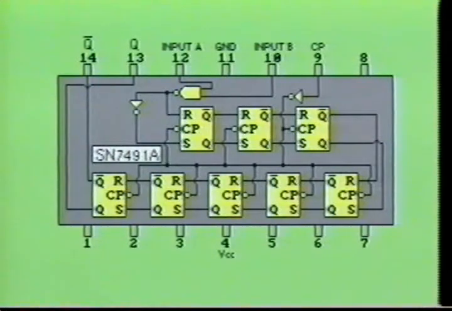Here we see the SN7491A, which is a serial in, serial out 8-bit shift register utilizing transistor logic circuits. This IC contains 8 RS master-slave flip-flops with input gating and a common clock driver. This register is capable of storing and transferring data at clock rates up to 22 MHz while maintaining a typical noise immunity level of 1 volt. Power dissipation of this device is around 175 milliwatts with a fan-out of 10 from the outputs.